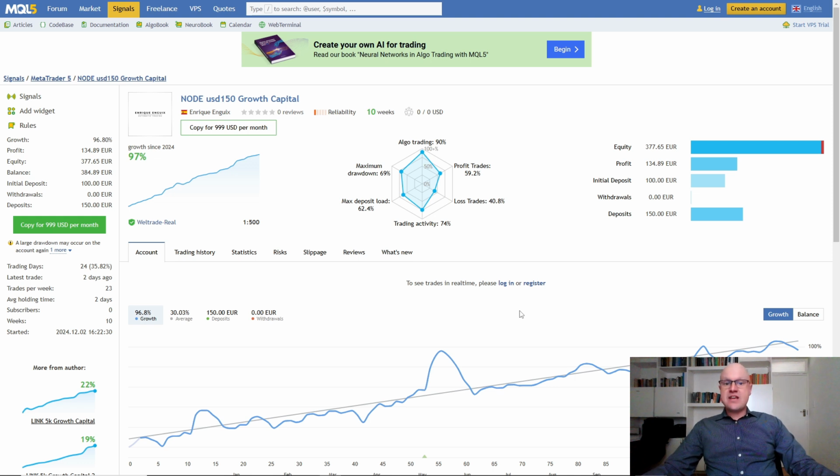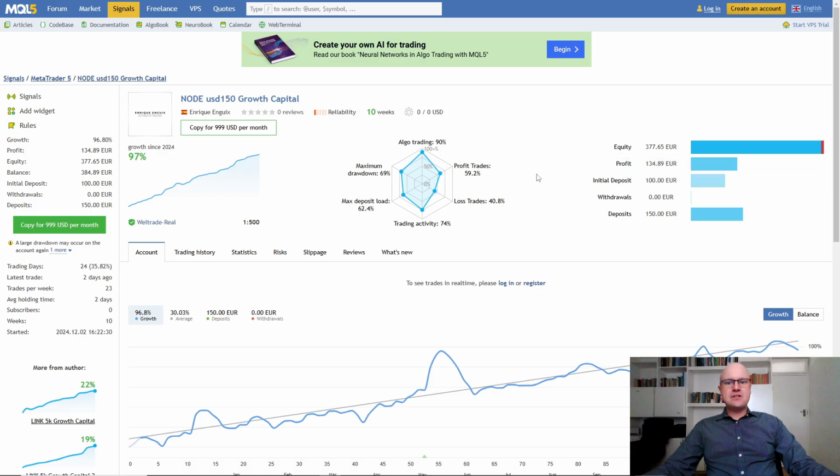Now, one of the things that caught my attention is that maximum drawdown. This can be explained because it is a small account, so this can be taken into consideration, but I just want new traders to be aware of the fact that it does use grid and martingale, so it can be a dangerous system, especially for new traders.